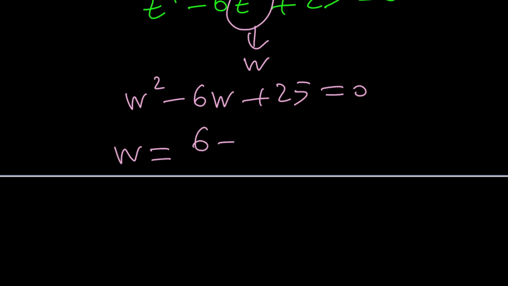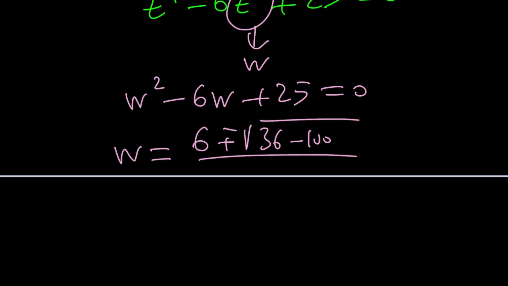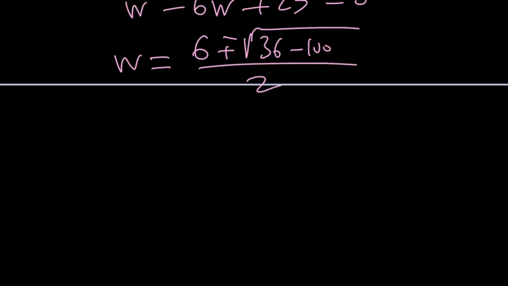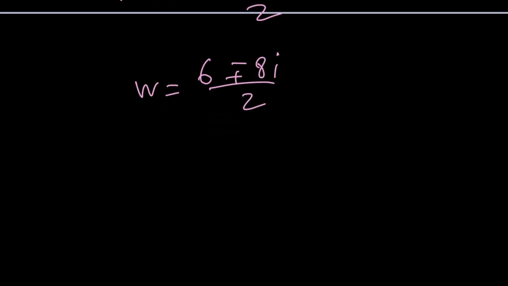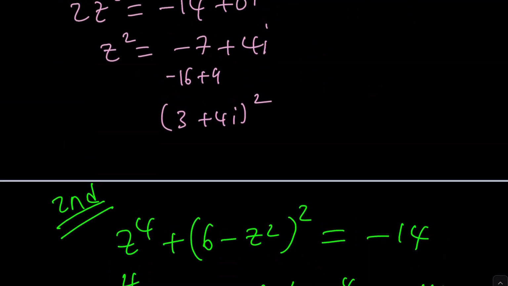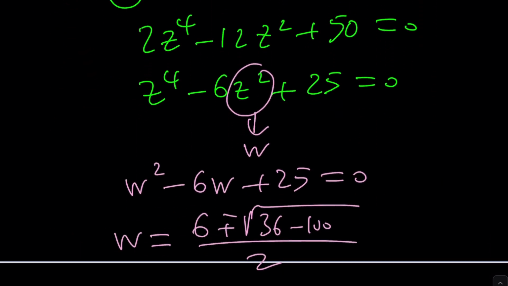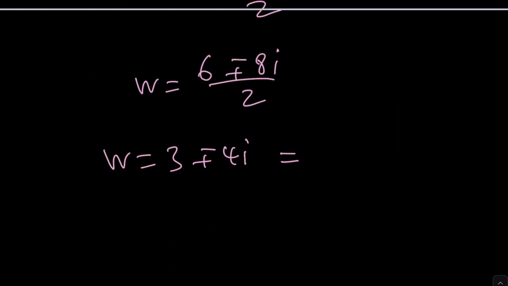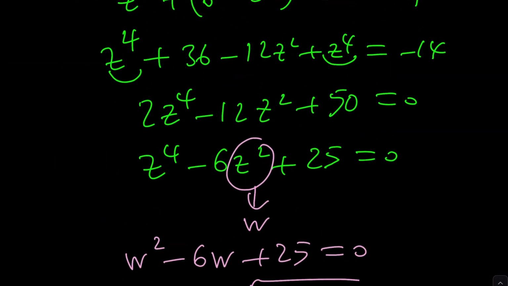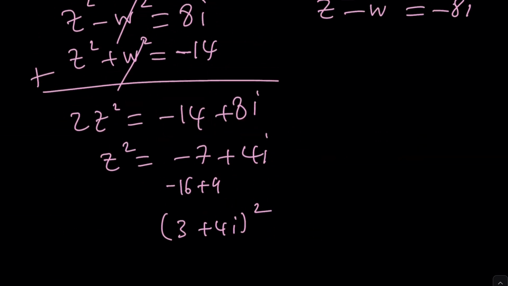Negative b plus or minus the square root of b squared minus 4ac. Again, we get the infamous negative 64, right? Or the famous negative 64. That will be 6 plus or minus 8i divided by 2. And I think I'm going to end up with the same answer, which would make sense. This is going to be 3 plus or minus 4i. Wait a minute. When I solved it the other way, z squared, because w is z squared, right? Obviously. So I did not get 3 plus or minus 4i, but I got negative 7.